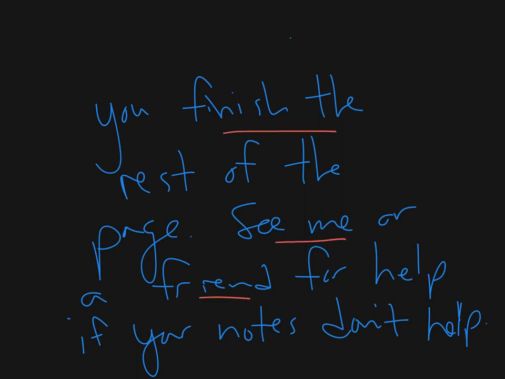Okay, I would like for you to finish the rest of this page. See me or a friend for help if your notes don't help. Try to work it out on your own first. Okay, press pause.